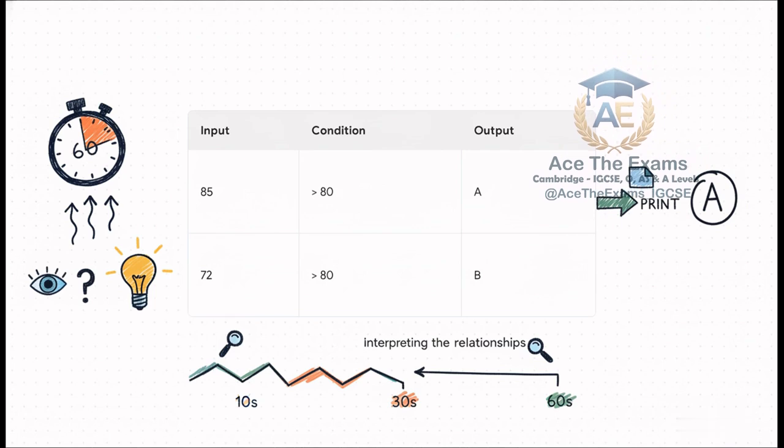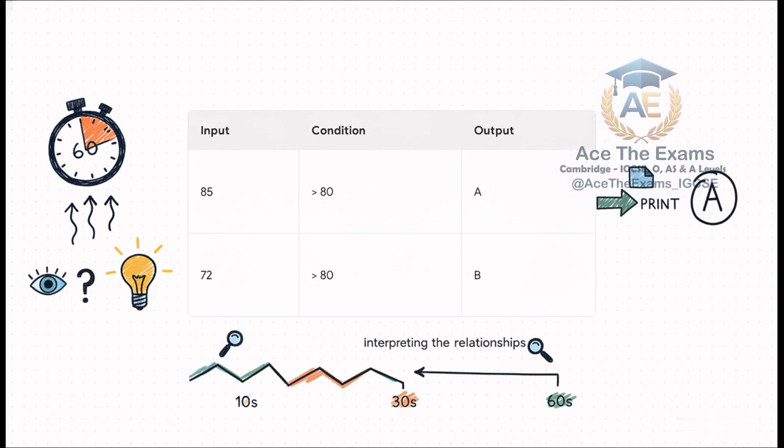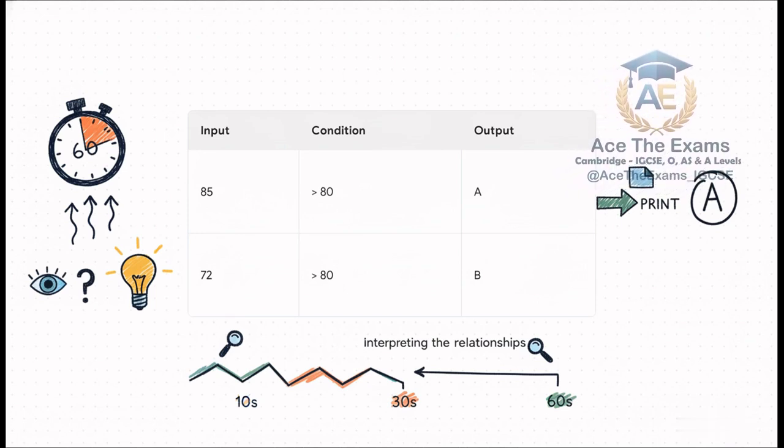The skill we're practicing here isn't just mindlessly reading numbers, it's interpreting the underlying algorithmic relationships and drawing a solid, evidence-based conclusion about what that print statement will ultimately output.